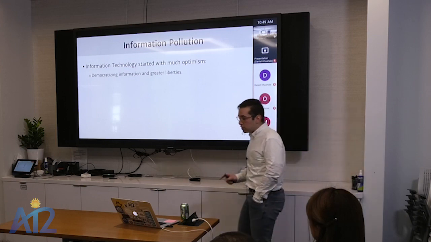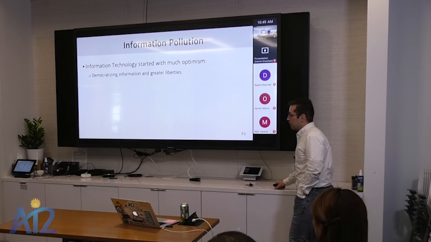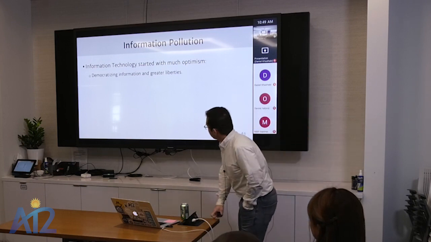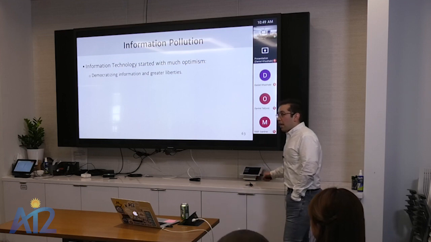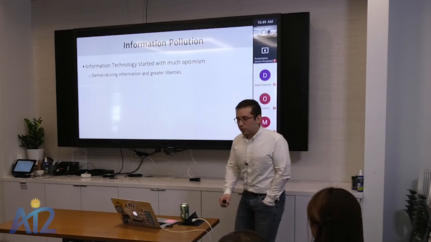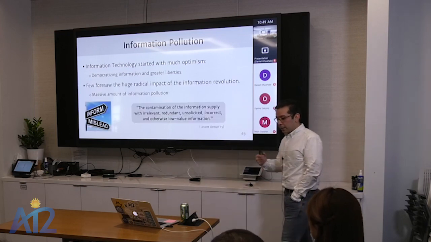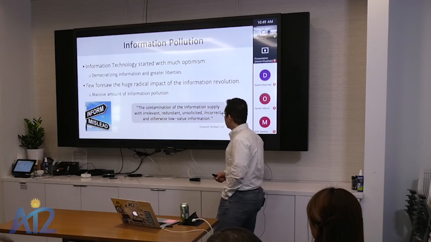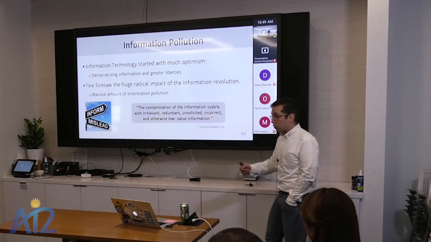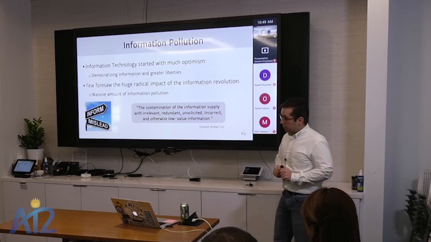When information technology started, it started with so much hope and positivity. We thought that information technology is going to increase democracy, it's going to help many people have better and easier access to information, and it's going to make the world a better place. What happened was something completely different. We ended up with so much information, much of which is irrelevant, redundant, unsolicited, incorrect. And this resulted in really radicalizing effects.